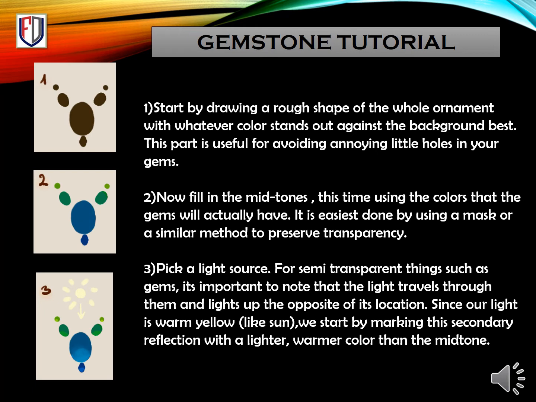Third step, pick a light source. For semi-transparent things such as gems, it is important to note that the light travels through them and lights up the opposite of its location. Since our light is warm yellow, we start by marking the secondary reflection with a lighter, warmer color than the midtone.